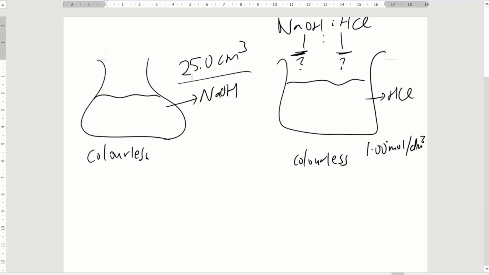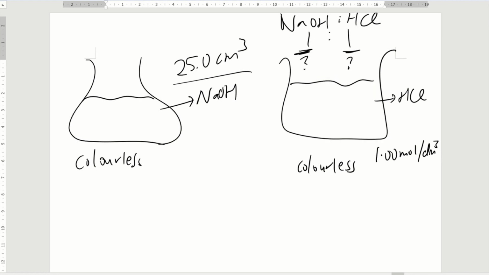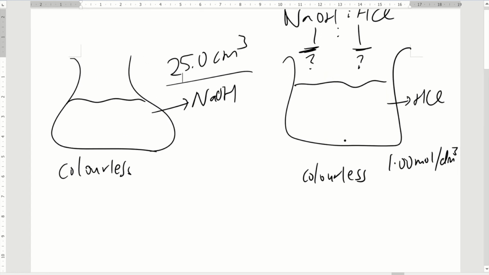So think about what you have done so far under salt preparation. If I have two colorless solutions, I want to react them completely. What must I add to tell me, hey, stop reacting already? So I must add something to indicate that. So what should I add?